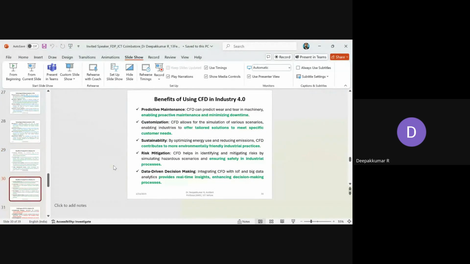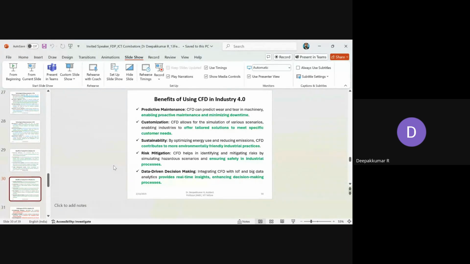And the benefits of using CFD in Industry 4.0. Other terms, if you are considering: predictive maintenance, customization, sustainability, risk mitigation, and data-driven decision making. CFD can predict wear and tear in machinery, enabling proactive maintenance and minimizing downtime. And customization: CFD allows for the simulation of various scenarios, enabling industry to offer tailored solutions to meet specific customer needs. So whatever particular case you want to analyze or identify, that specific problem can be solved with the help of CFD simulation software.